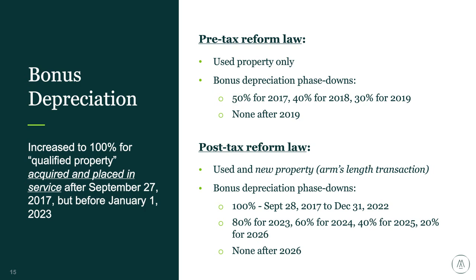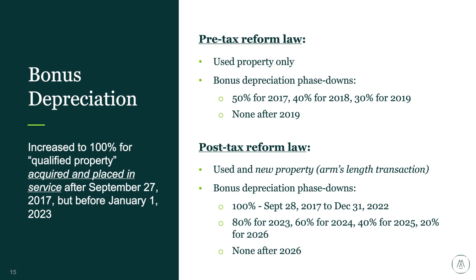So the bonus percentage phases down by 20% per year starting in 2023 and is completely phased out by 2027. Another aspect to consider, since bonus depreciation was increased from 50 to 100%, is the placed in service date. Specifically, in order to qualify for 100% bonus, a written binding contract for the acquisition of the property cannot be in place prior to September 28, 2017. If there was a written binding contract prior to that date, the property would only be eligible for the pre-tax reform bonus percentages, regardless of when it's actually placed in service.